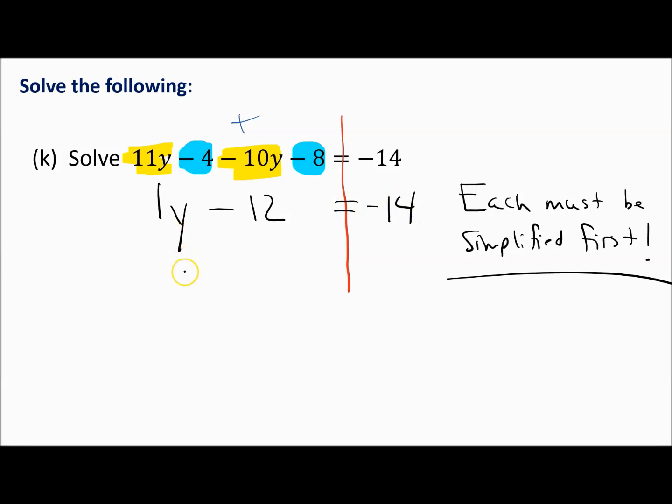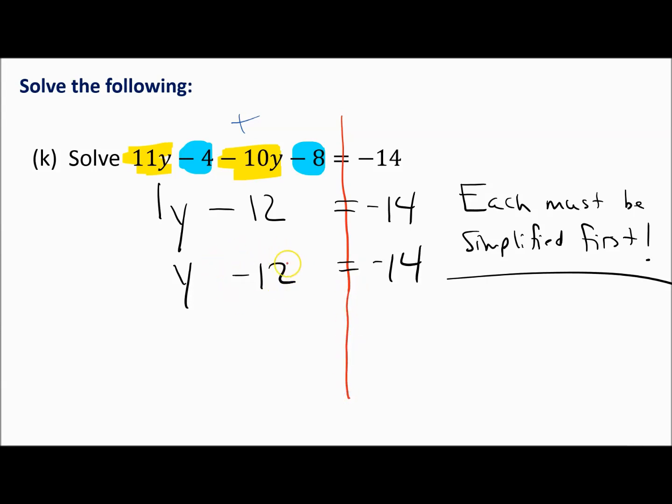Now 1y we know is just y, so I could even write it one more time. And it turns out this really complicated problem that we have on the first line turns into a not bad problem at all on the third line. So we're trying to get that y by itself on the third line. So what do I do? Well, I extend my equation line.